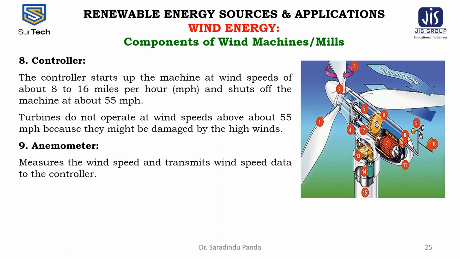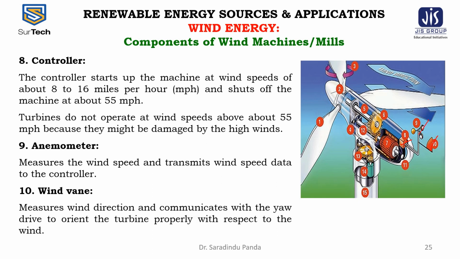The ninth component is the anemometer. It measures the wind speed and transmits the wind speed data to the controller. The 10th component is the wind vane. This is the wind vane. This is the anemometer and this is the wind vane. It measures the wind direction and communicates with the yaw drive to orient the turbine properly with respect to the wind.